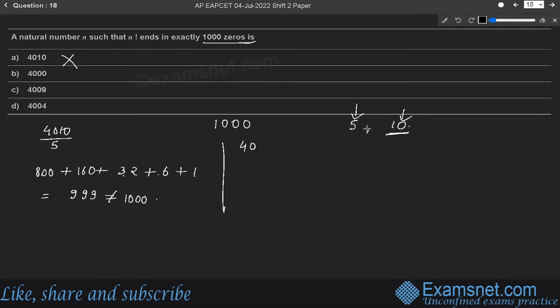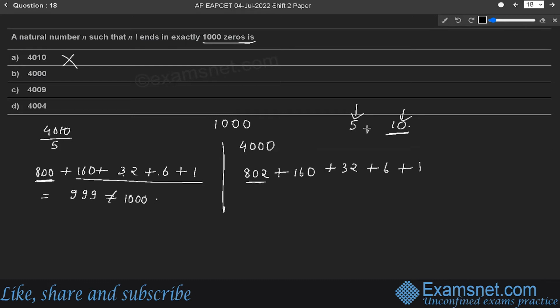Second option is 4000. When 4000 is divided by 5 for the first time, the quotient is 802. When 802 is divided by 5, it gives 160. Similarly, when 160 is divided by 5, it gives 32. When 32 is divided by 5, it gives 6. And when 6 is divided by 5, it gives 1. You can see that all the terms are equal except for 800. In the place of 800, there is 802.